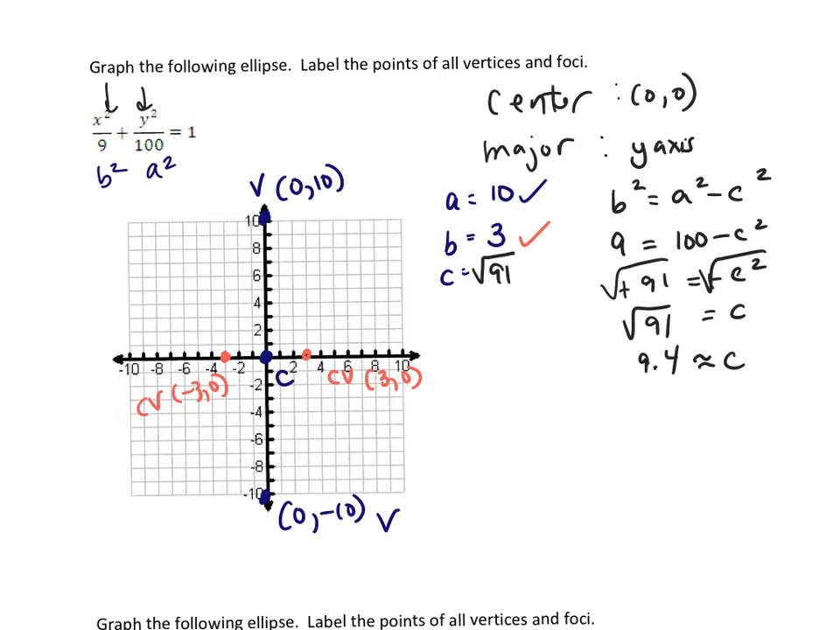My foci are going to go on the major axis. Again, the major axis is y in this case. So it's up a little between 9 and 10. There's a focus, and that's going to be at (0, radical 91). And there'll be one down here, a focus, at (0, negative radical 91). So now I'll go ahead and graph through the vertices and the co-vertices as well as I can. And there's my ellipse.